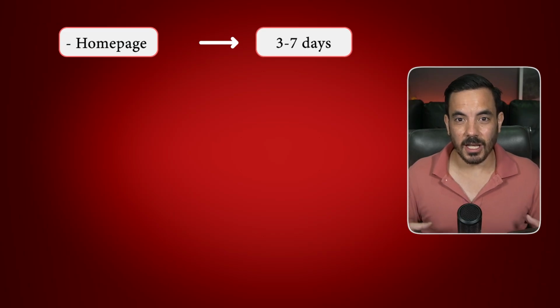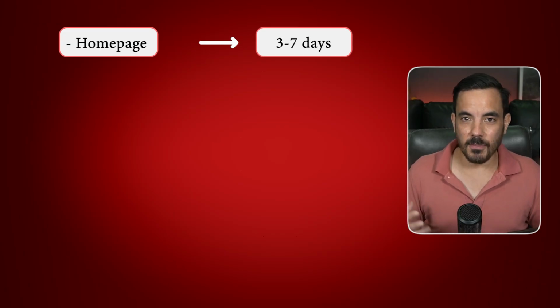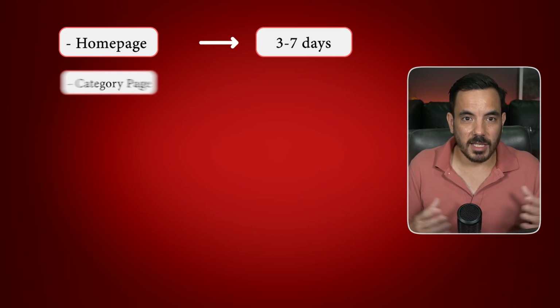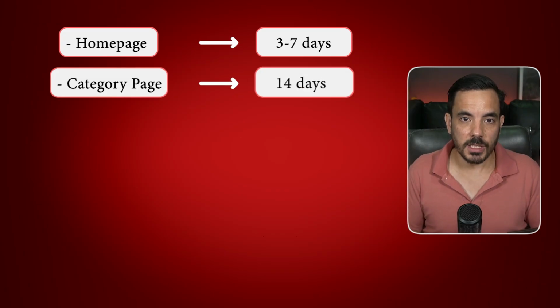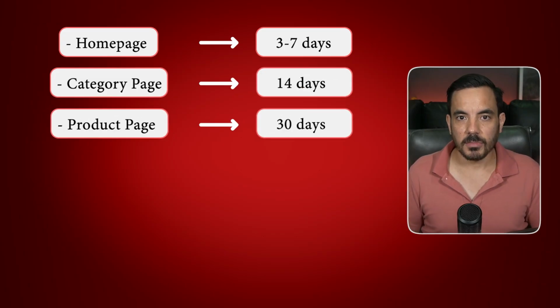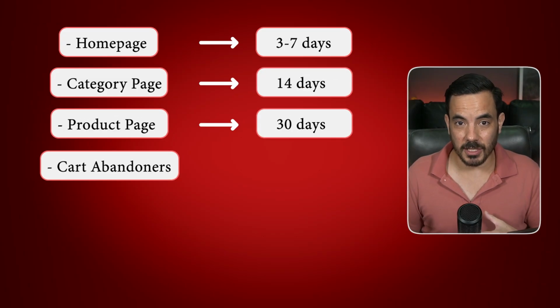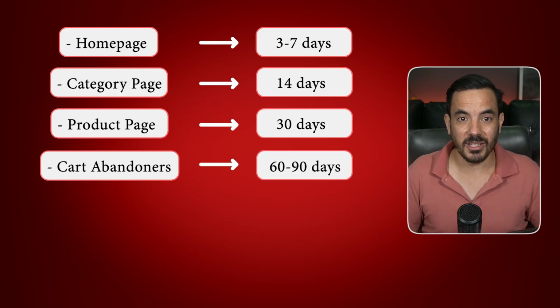In terms of membership duration, how long they should be part of the list, it's good to have longer durations as the audience gets hotter. Maybe your homepage audience is only 3 to 7 days because these visitors are less warm if they've never made it to one of your next pages. Category page, you might do, say, 14 days. Product page might be 30 days. Cart abandoners are really hot potential buyers, so you could do like 60 or even 90 days here.